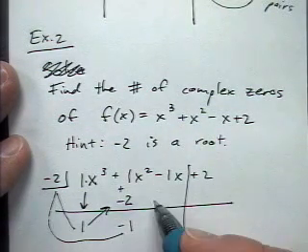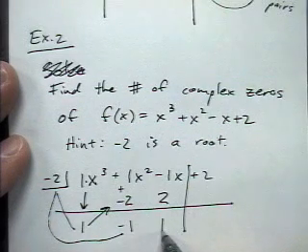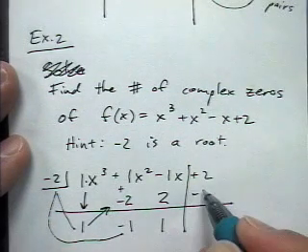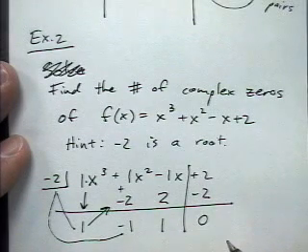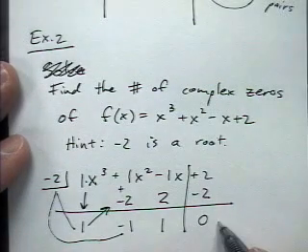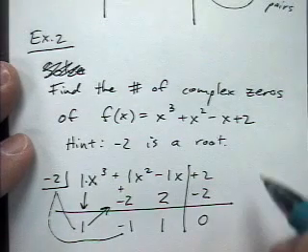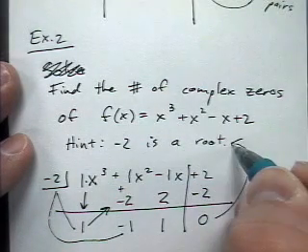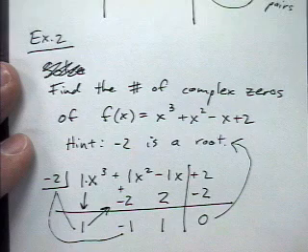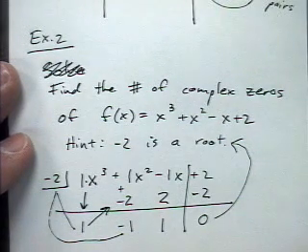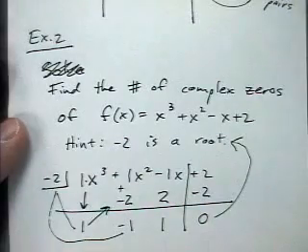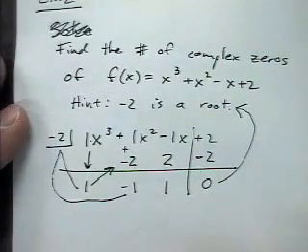Do the same thing. Multiply. Add. Multiply. Add. Okay, got a remainder 0. That's good. You better get a remainder 0. You were told it was a root. If you don't get a remainder of 0, something's wrong with your synthetic division, or you copied the numbers down wrong, or something like that. You'd better go back and check what you got.